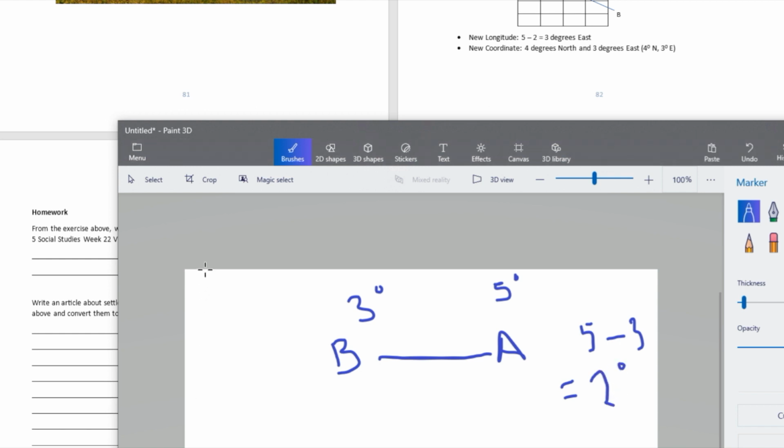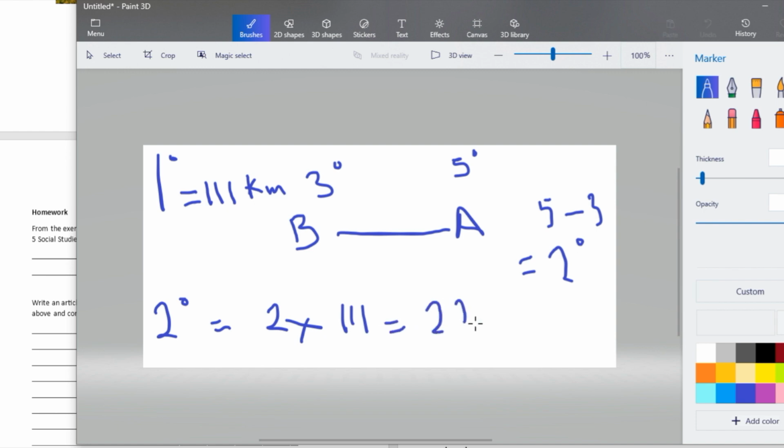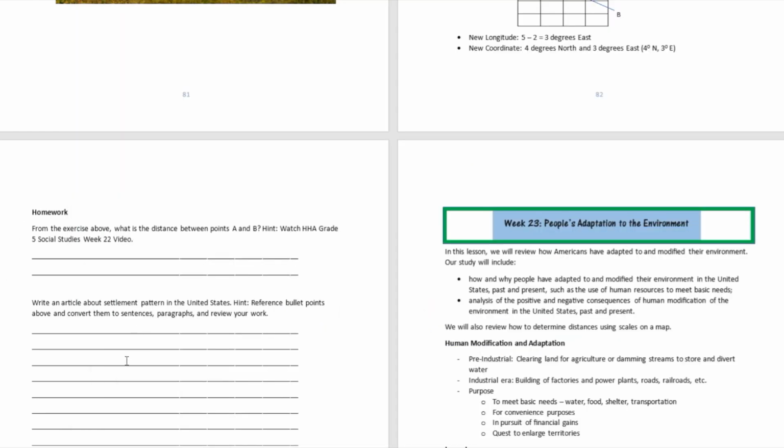Now we know from prior studies that 1 degree is going to be equivalent to 111 kilometers, right? That's 1 degree for you. So what is 2 degrees? All right, so 2 degrees will be equivalent to 2 multiplied by 111 kilometers, which is going to be equivalent to 222 kilometers. Okay, so that's going to be your answer right over there.